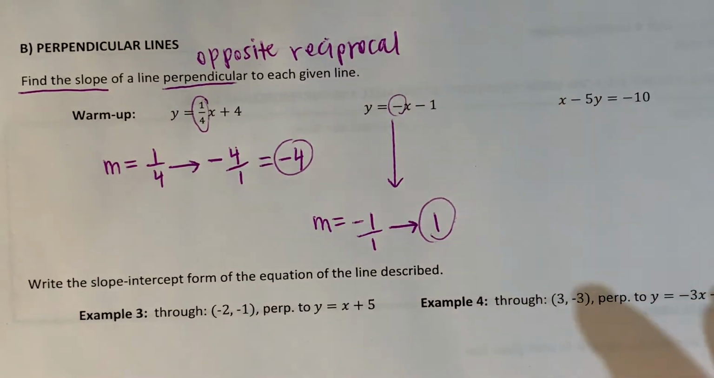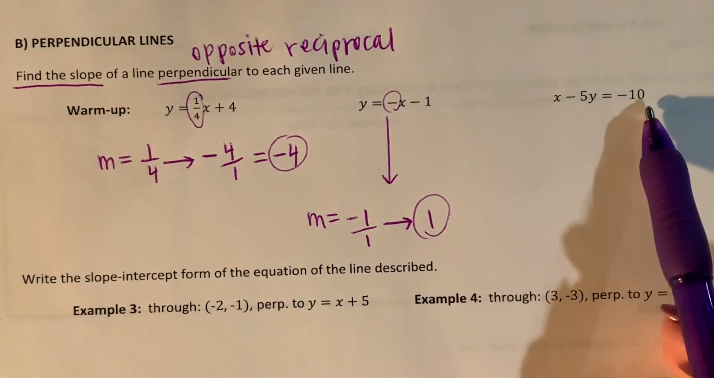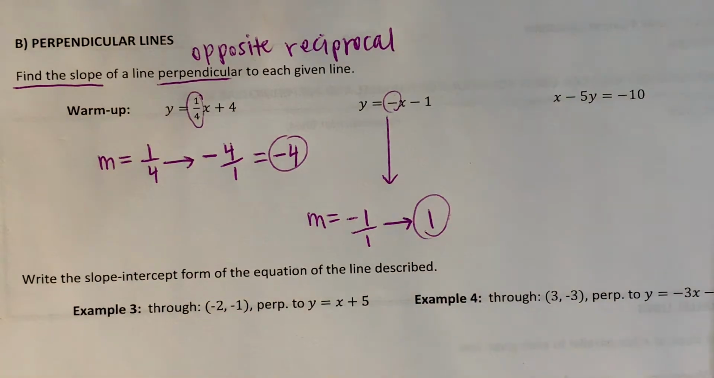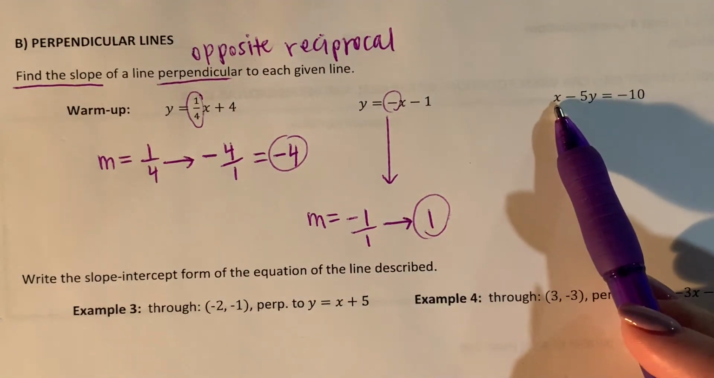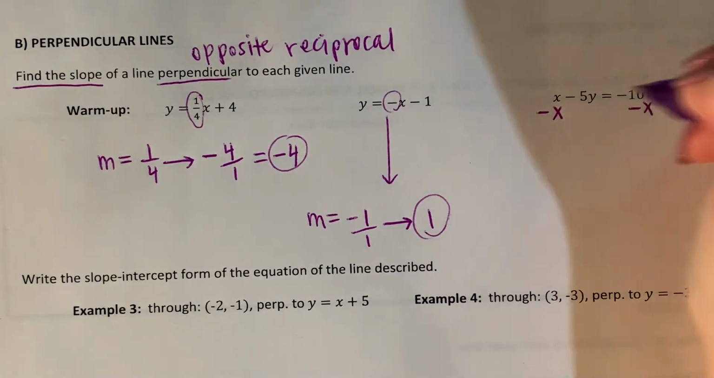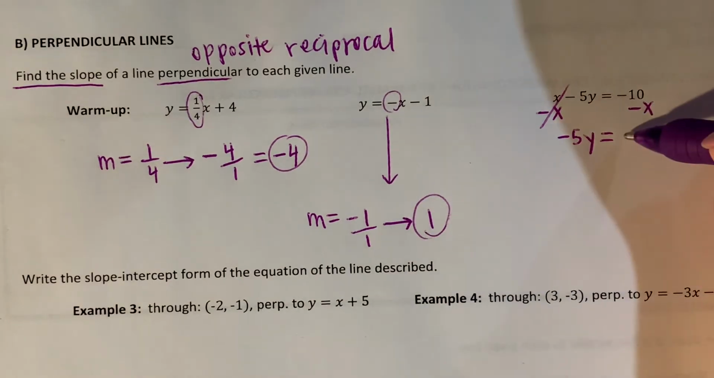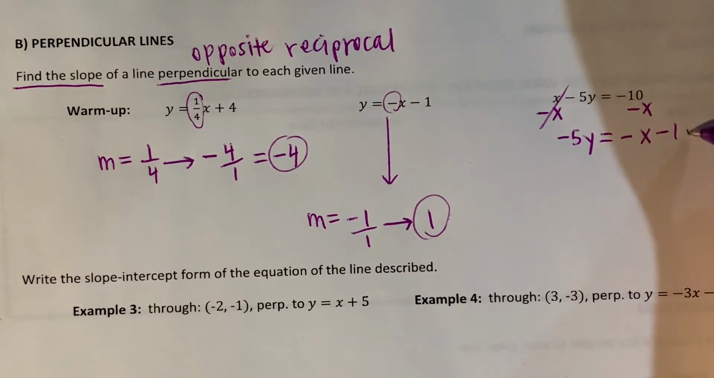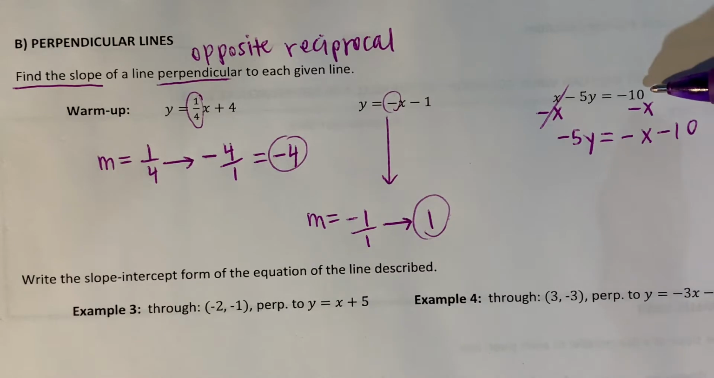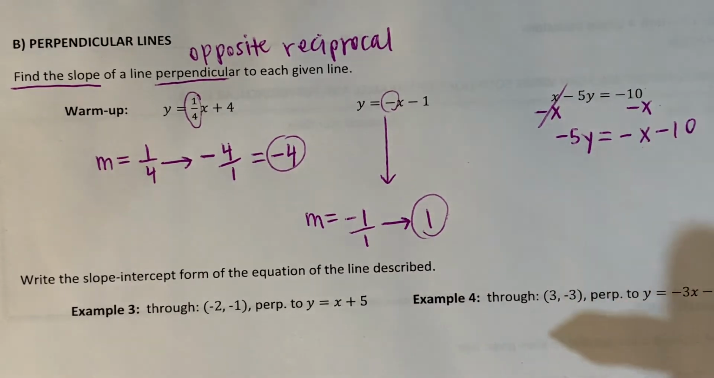And then for the last warm-up, this equation's not in slope-intercept form. So before we can identify the slope, we need to get it in slope-intercept form. So first, I'm going to need to move this x to the other side. So I can subtract x from both sides. I'll get negative 5y equals negative x minus 10. Review of this skill: I'm not combining negative 10, which is a constant term, and negative x, which is a variable term. I'm just leaving it negative x and negative 10.